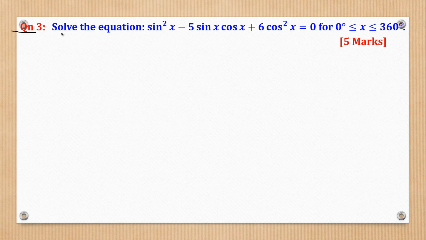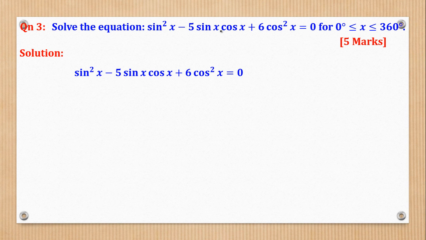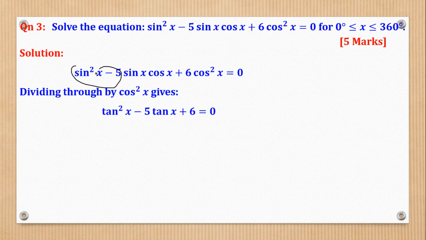Then question 3, solve the equation this for values of theta from 0 to 360 degrees. So first we shall write that, then we divide throughout by cos squared theta. When you do that, this divided by cos squared theta, you get tan squared theta. This one divided, this cancels and remains with tan theta here. The whole of this cancels, that's why there's just 6 here.